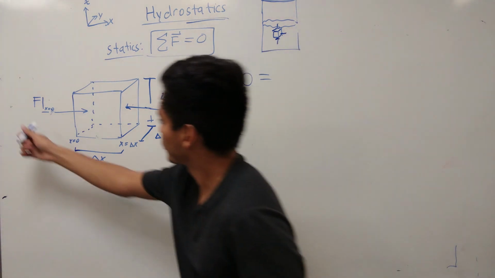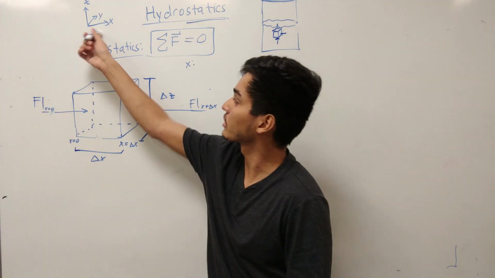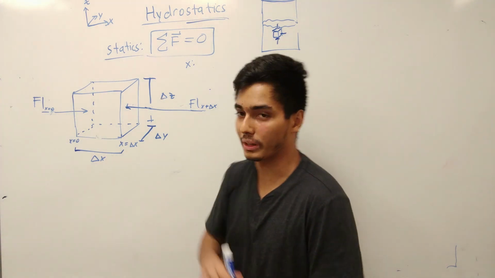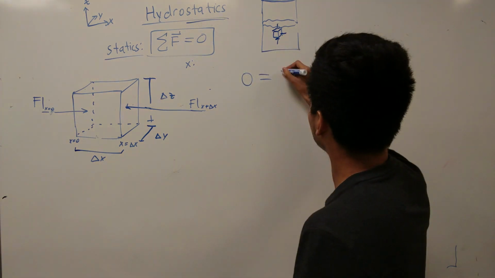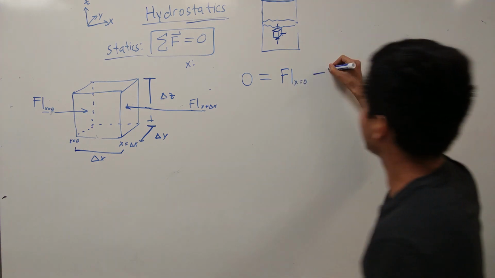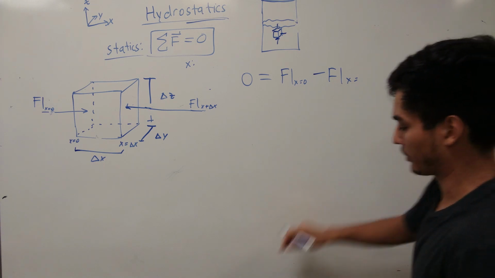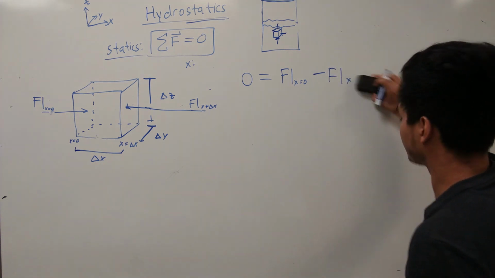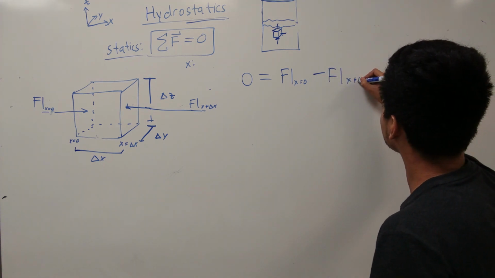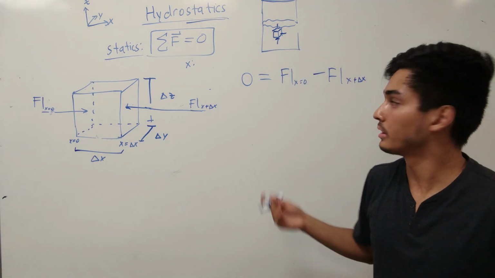Okay, makes sense? So we got one force coming this way. It's going to be positive, right? Because look at the axis. And one force coming the other way. It's going to be negative. So it's going to be F at x equals 0 minus F at x equals x plus delta x, right? All right, so we're done, right? So that's our equation. Yay!